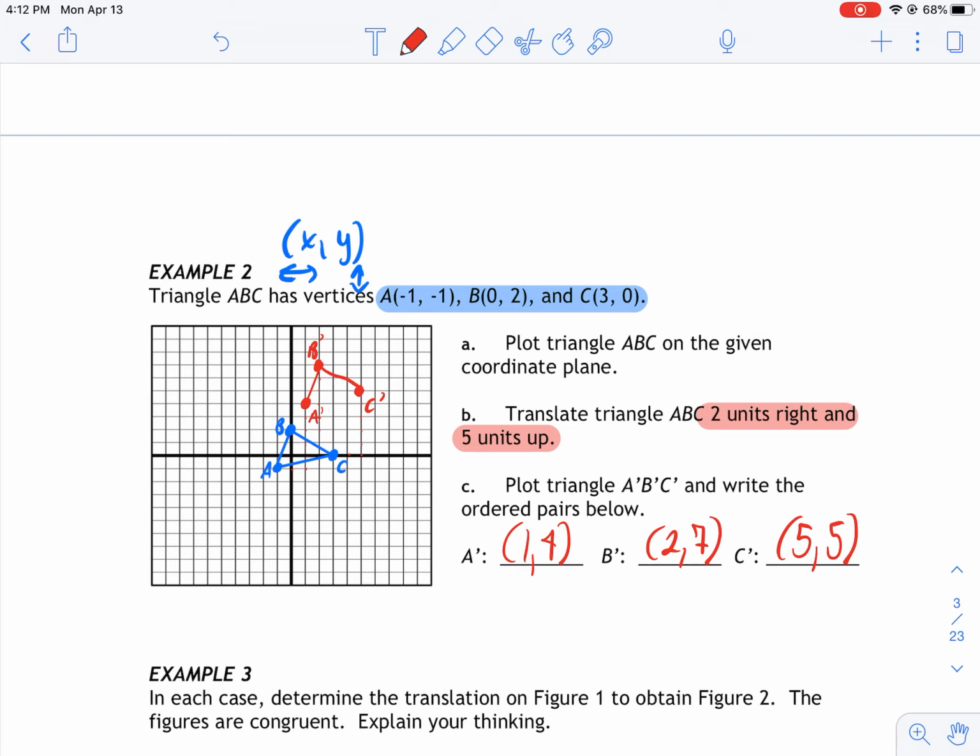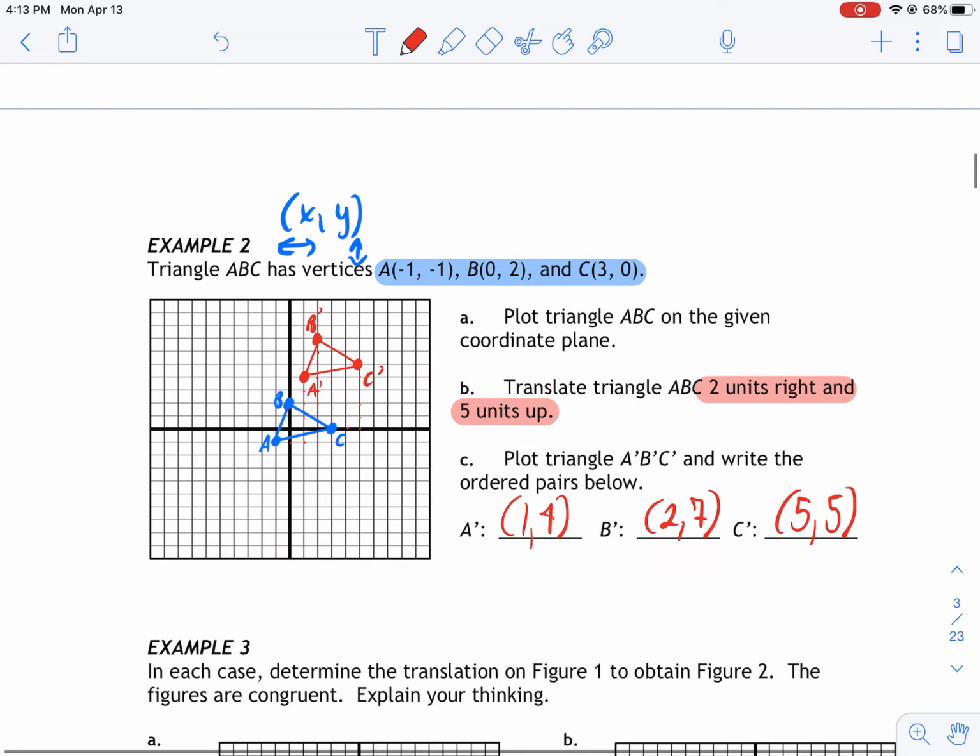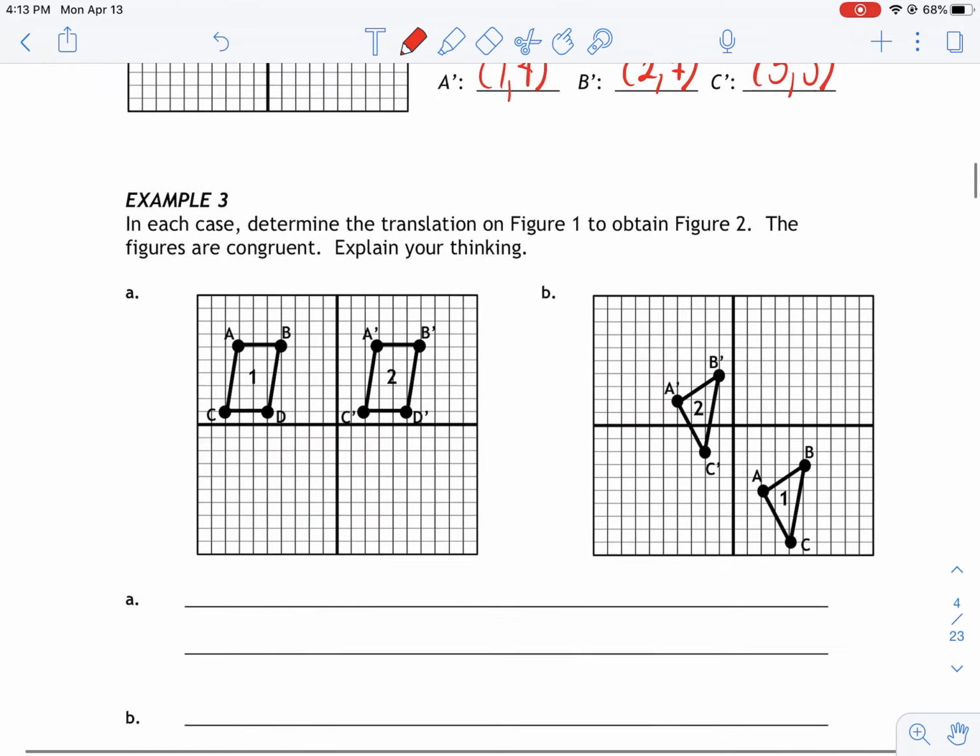Now we have them all plotted. We can make our triangle. And we've completed the translation. Okay, so that's example 2. All right. So you have an example now of how to do a translation on a coordinate plane, with a shape.